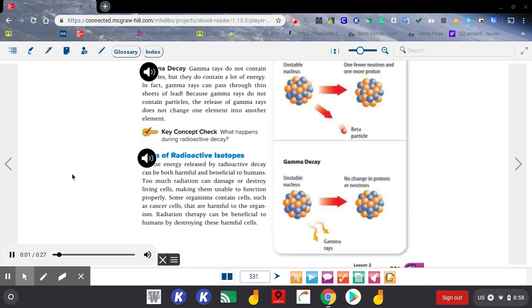Uses of radioactive isotopes. The energy released by radioactive decay can be both harmful and beneficial to humans. Too much radiation can damage or destroy living cells, making them unable to function properly. Some organisms contain cells, such as cancer cells, that are harmful to the organism. Radiation therapy can be beneficial to humans by destroying these harmful cells.